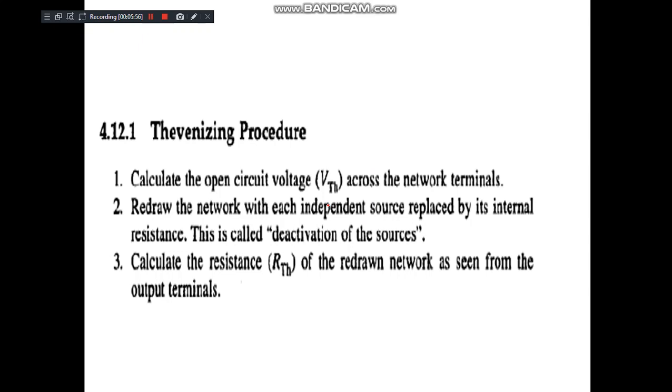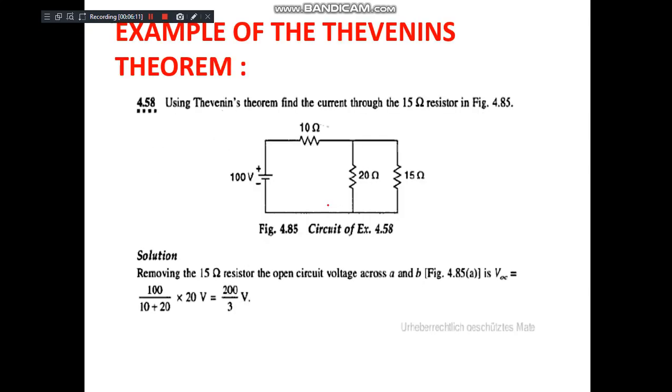Calculate the open circuit voltage V Thevenin. Redraw the network with independent sources replaced by their internal resistance. This is called deactivating the sources. And the third step is calculation of R Thevenin. So this is the theorem procedure. We will solve one simple problem so that we can get more clarity: finding the current in the 15 ohm resistor by using Thevenin's theorem.